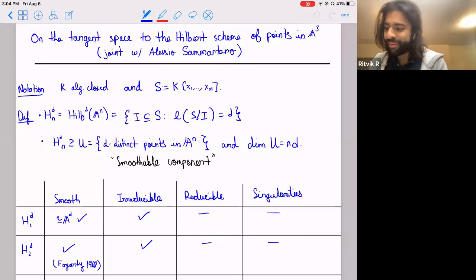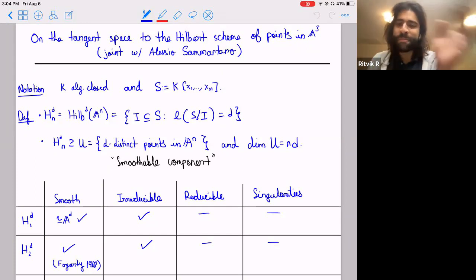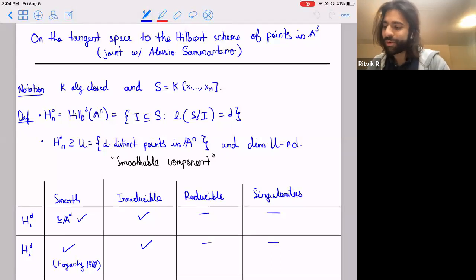I'd like to thank Ravi for inviting me to give this talk, and it's a pleasure to be here. As he said, I'll be speaking about the tangent space of the Hilbert scheme of points in A3. The abstract says P3, but we'll just stick to A3. It's more or less the same thing. This is joint work with Alessio Sammartano.